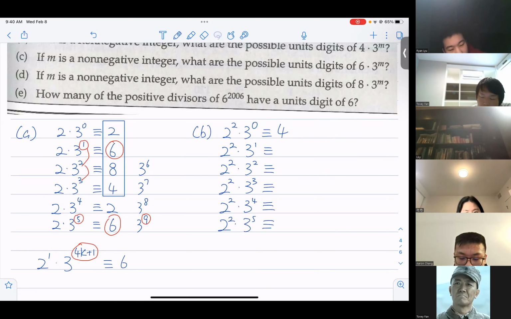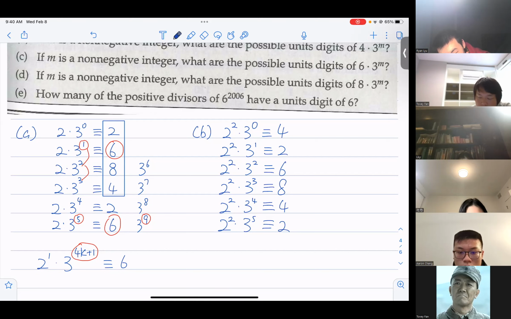Does anyone remember how to find a unit digit? This is 4, right? You times by another 3. What is the unit digit? 2. Yeah. So 3 times 4 is 12, so that's 2. And then? 6. And then? 8. Good. And then? 4. Yeah, for 2.